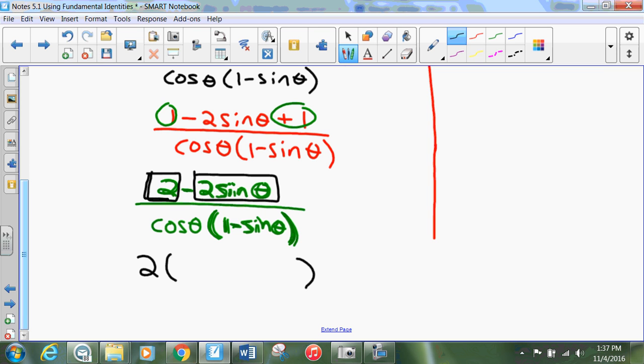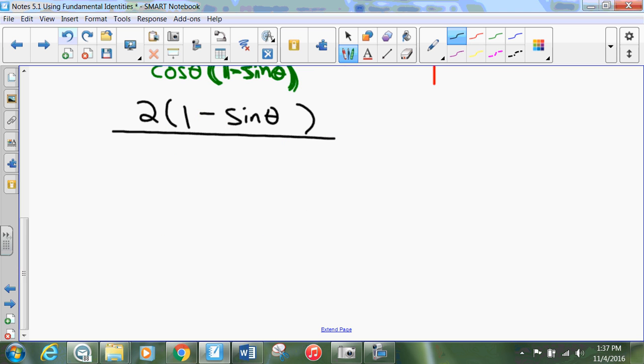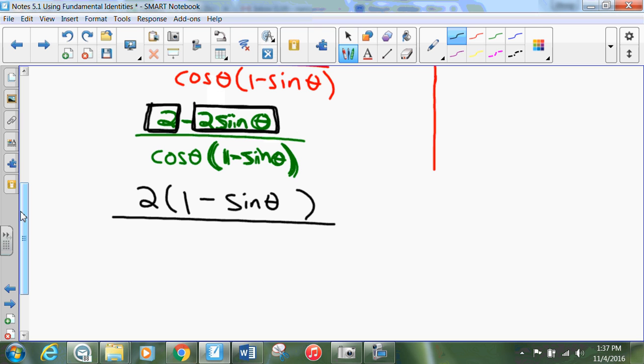If I factor out a 2 from 2, it's basically saying if I divide 2 by 2, what's left? 1. I bring down the minus. If I divide 2 sine theta by 2, what's left? Sine theta. Some people really have difficulties in factoring out the GCF, but you can always check yourself to make sure you do it right, because think about it, if you do the distributive property, you get back to where you started. I'm going to undo that. There we go.